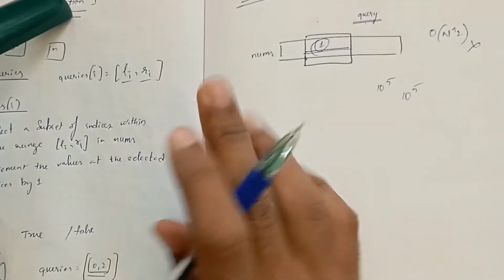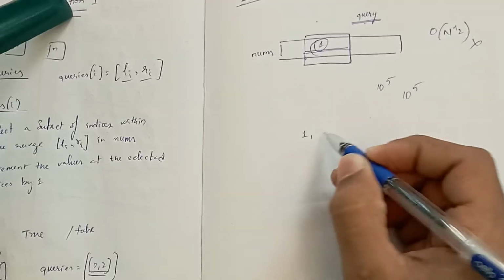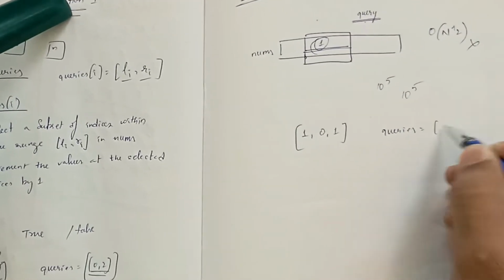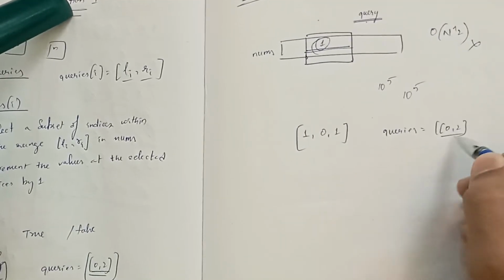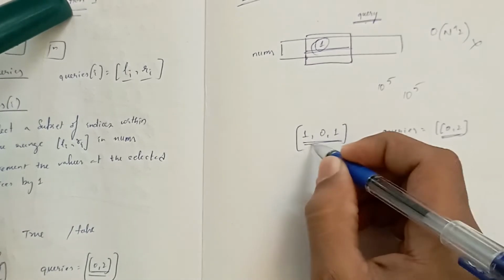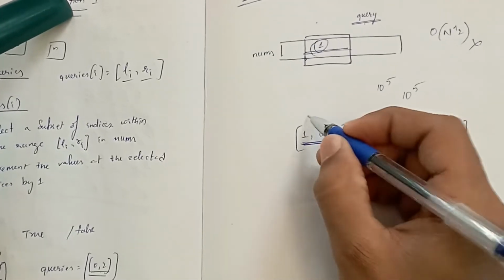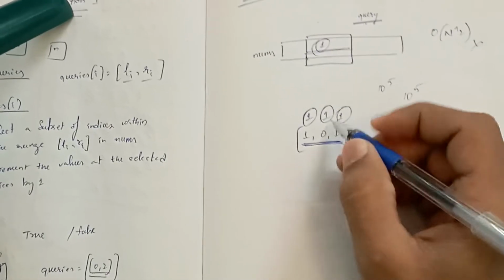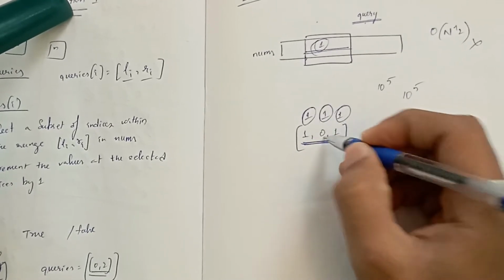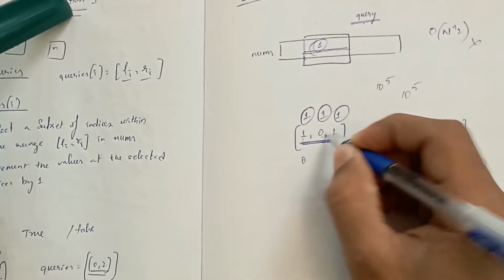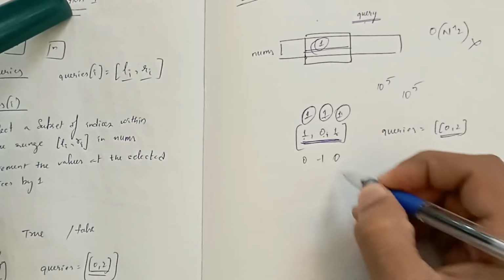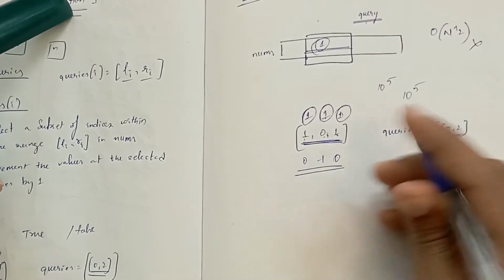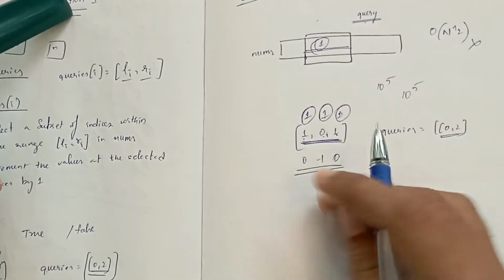So imagine we have [1, 0, 1] and the query is 0 to 2. From 0 to 2, if we decrement 1 here, here and here, we get 1 minus 1 is 0, 0 minus 0 is 0, 1 minus 1 is 0. So we get no element greater than 0. That means we can make a zero array here.